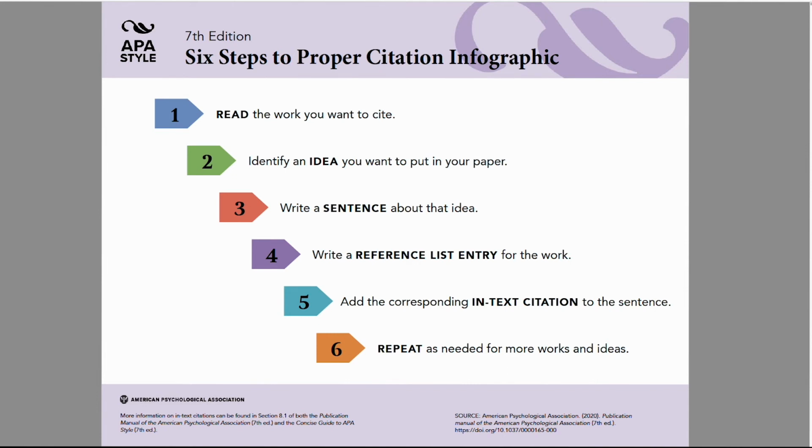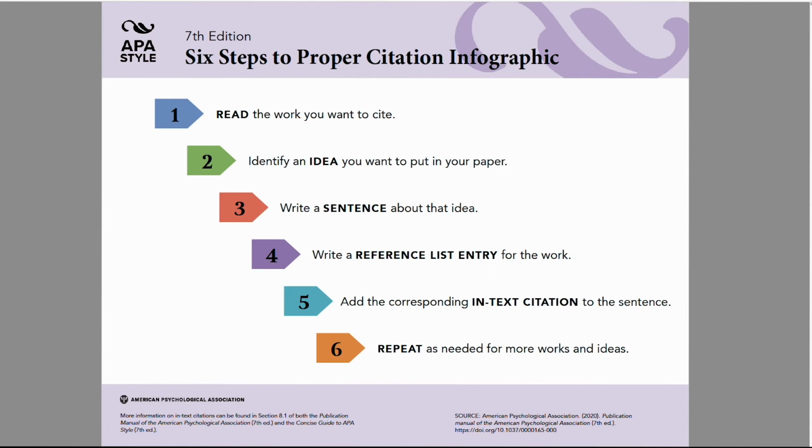Write a sentence about that idea. You can do this in your outline or just do it in your paper. If you do a sentence outline, you'll be able to just very smoothly add that in and make sure you write a reference list entry for the work. That's where you can use the comment section. You can actually add comments into your document if you're doing Word or if you're doing Pages or any other type of document software.